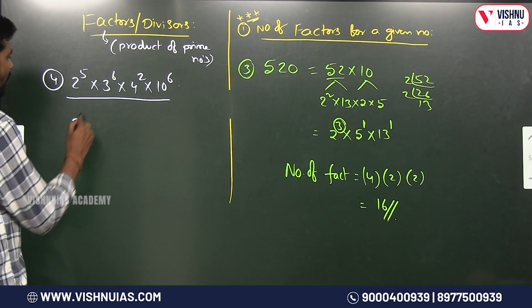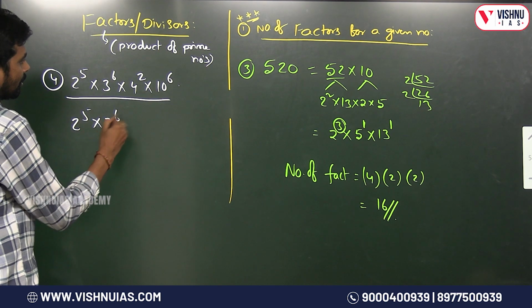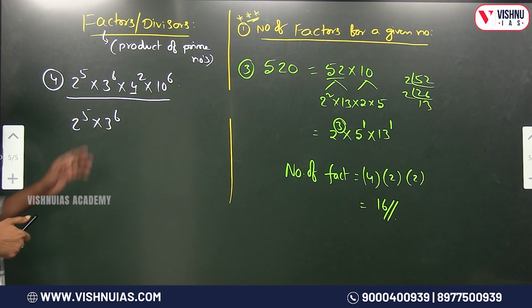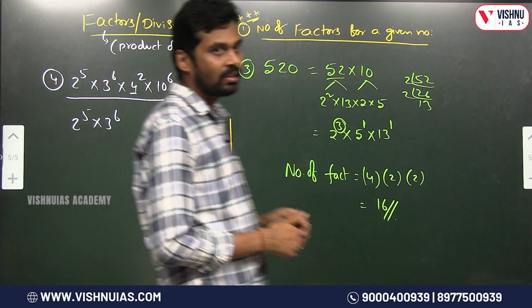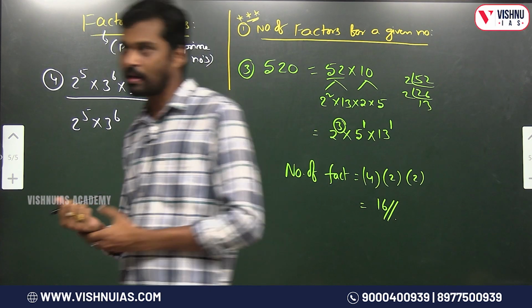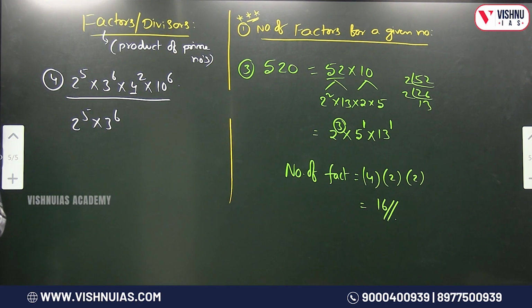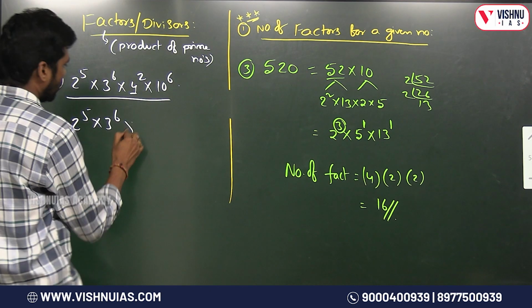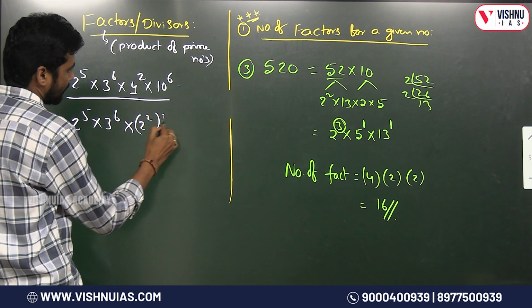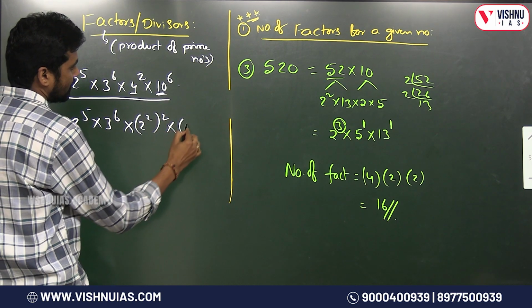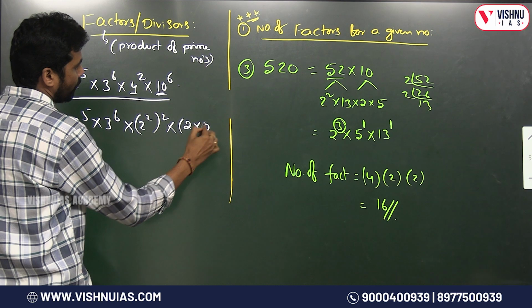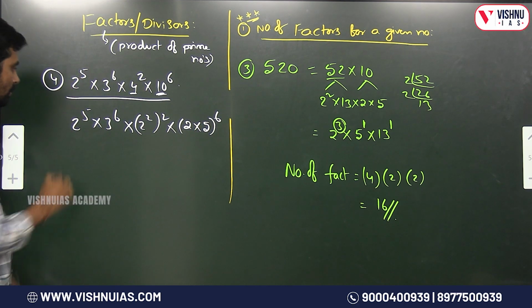So this is 2 power 5 into 3 power 6. And we need to first check whether these numbers are prime numbers or not. 4 is not a prime number. How do you write it as a prime number product? 4 is 2 square, so 2 square whole square. Next, 10 means 2 into 5 whole to the power of 6.